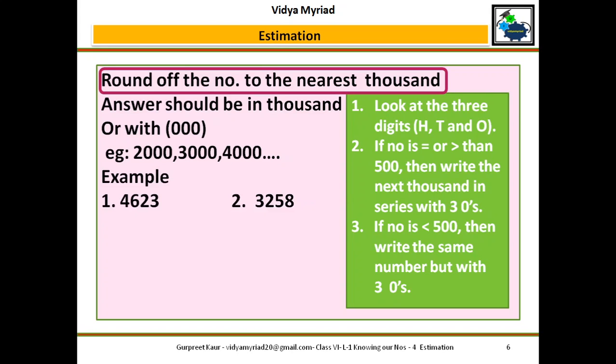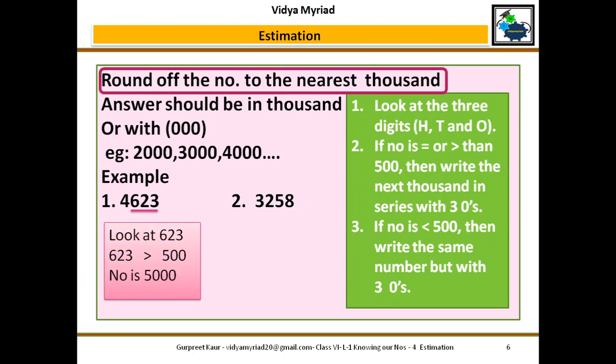4623, so where will I look? I will look into 623. So what will happen? Whether it is more than 500 or less than 500, we can quickly come to know about this. Yes, it is more than 500. So my answer will come in 5000, that is next 1000 place.